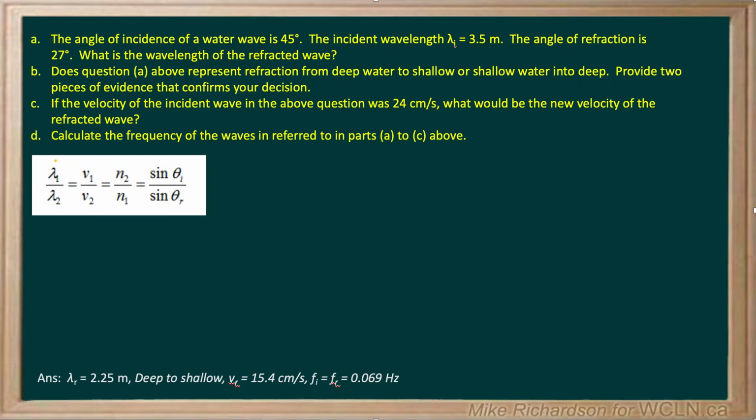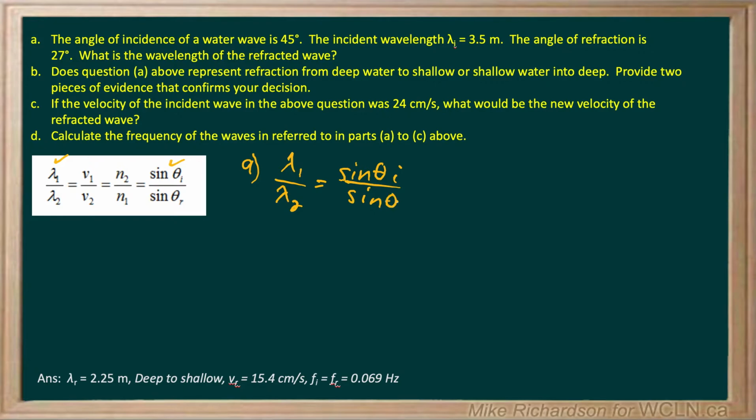So they're giving us wavelengths and angles. So we're going to pair lambda 1 over lambda 2 with sine theta I over sine theta R. So the refraction equation we're going to use for part A will be this version. Now we're trying to find the wavelength of the refracted wave. So we're trying to find lambda 2.